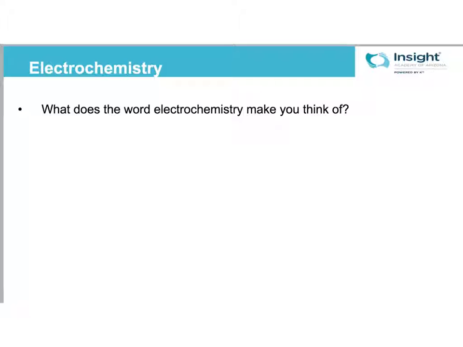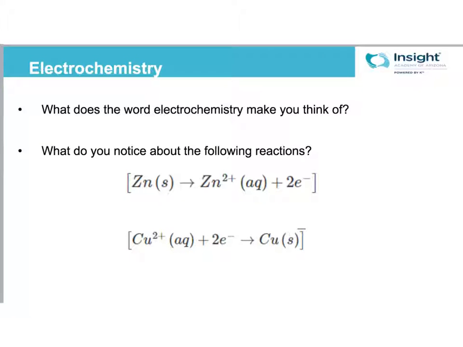So what does this word electrochemistry make you think of? Kind of break it down, that sort of thing. What are some parts in there? If you listen to this beginning part, electro, kind of sounds like electricity. All right, and then chemistry we know has to do with chemicals. So electrochemistry is the study of chemical conversion to electricity.